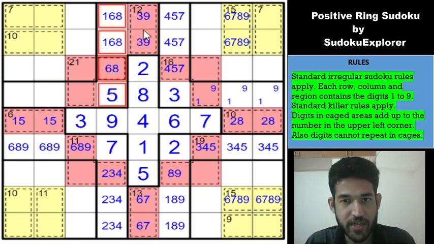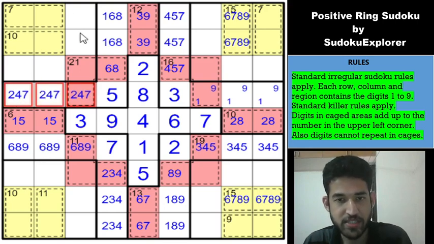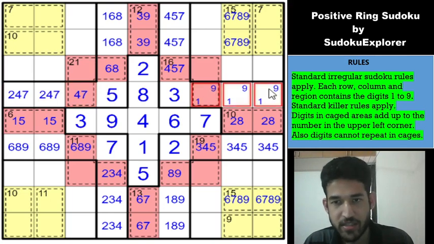So 1, 5, 6, 8, 3 and 9. In this irregular shaped region, the remaining digits are 2, 4 and 7, so you can't have 2 inside this 21 kg, so this is 4 and 7, and these cells must be 1, 6, 9 for the row.